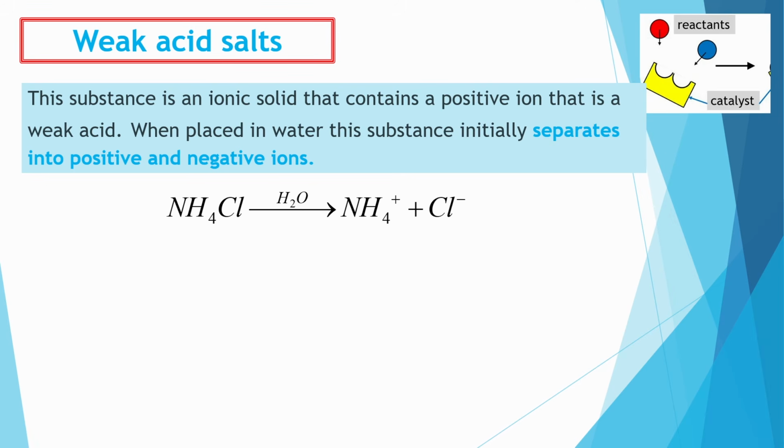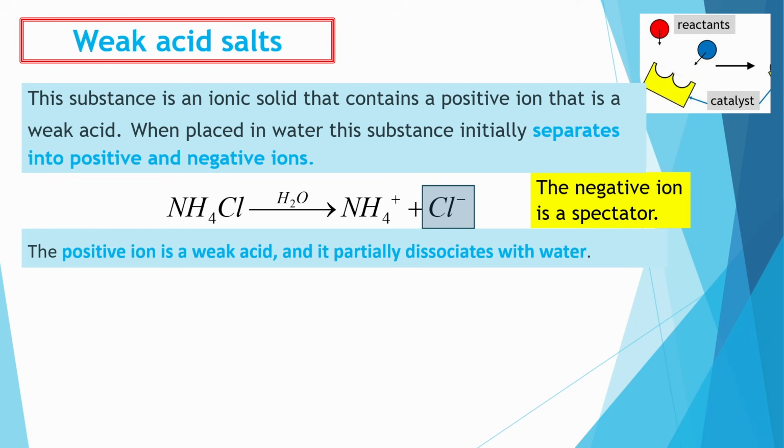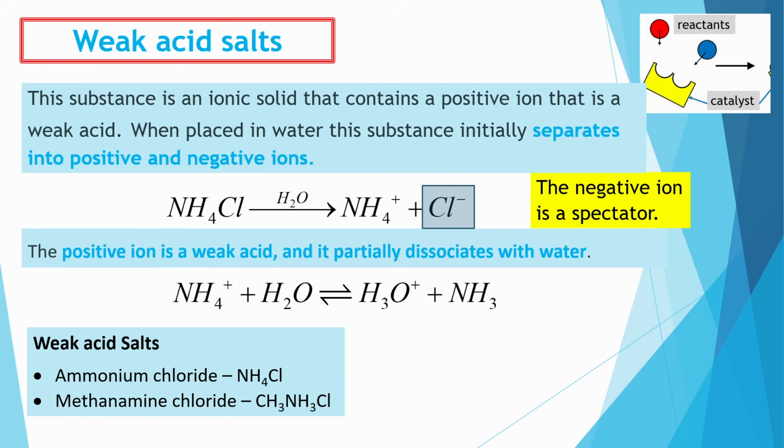And now if it's a weak acid, it's going to go further and react. Now remember, the chloride ion is just a spectator here, and it's also neutral. So the positive ion is a weak acid, so it's going to partially dissociate with water. So in the first instance, it fully dissociates to produce a high concentration of ions. And then the weak acid ion is going to partially dissociate and produce a small concentration of H3O+ and ammonia.